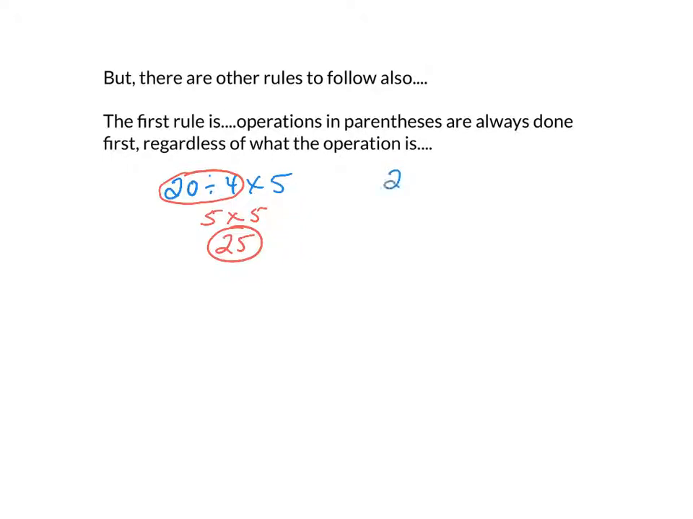But if the problem instead was written 20 divided by, and then in parentheses 4 times 5, parentheses means do me first. So I would, first of all, do what's inside the set of parentheses, which is 4 times 5. So I would have 20 divided by 20, and in that case the answer is 1. The very first rule with order of operation is anything that's in parentheses needs to be done first.